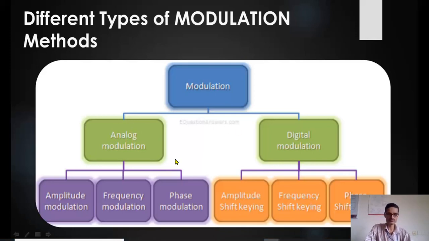Now, if I represent a particular carrier, any carrier, mathematically I can represent it by an equation as A_c cos(omega_c t + phi_c), where omega_c is the angular frequency of the signal, plus some angle phi_c. This is the mathematical representation of the carrier.